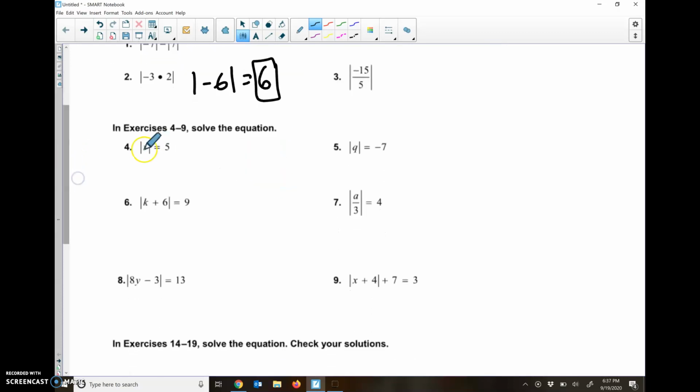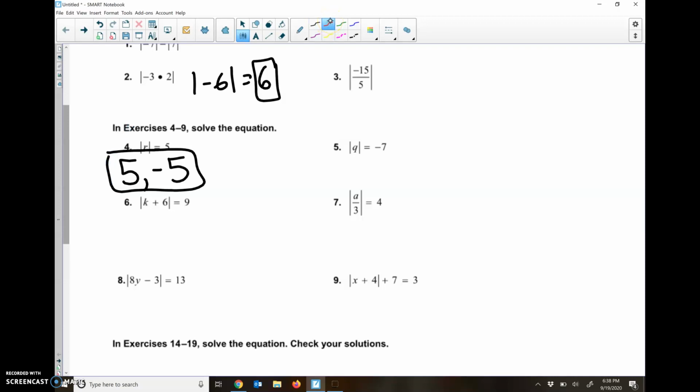All right, looking at number 4, the absolute value of some number, r, equals 5. And there's two ways that we get that. The absolute value of 5 is 5, and then the absolute value of -5 is 5. So that one has two answers, and it is 5 and -5.